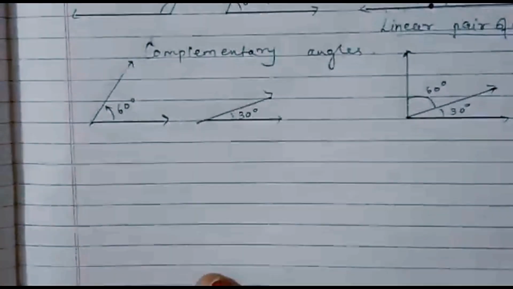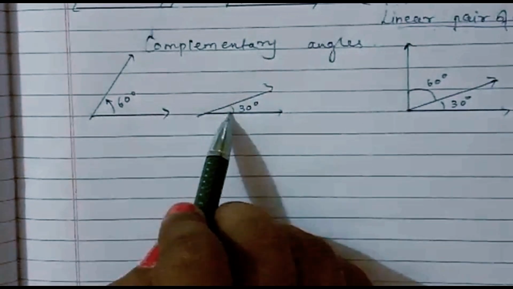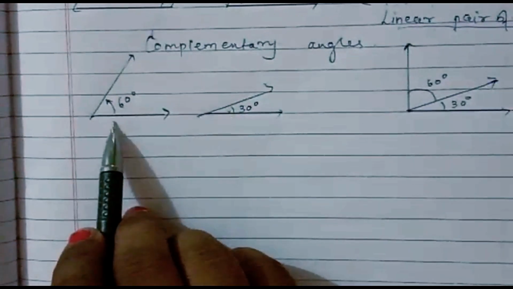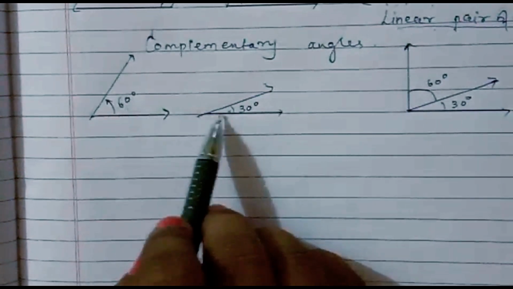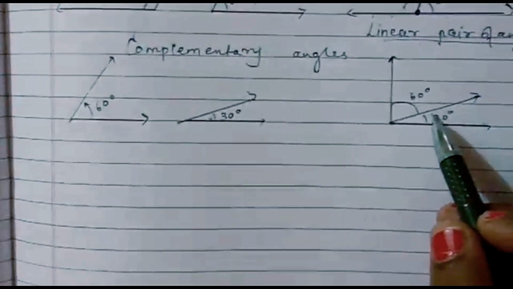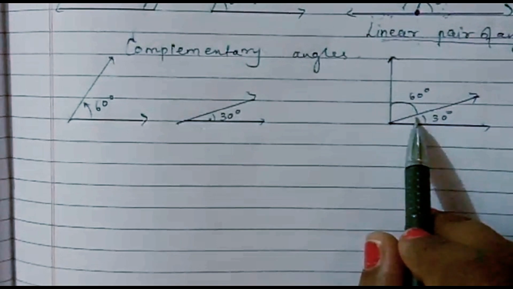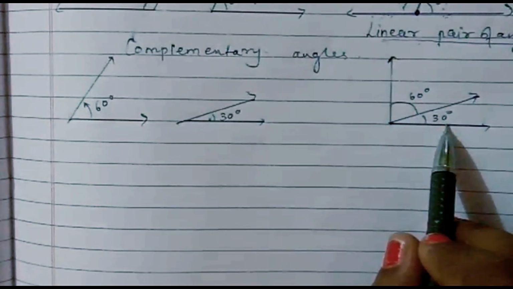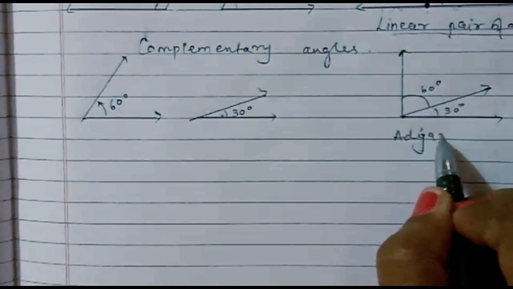Then you have complementary angles. In complementary angles, if their sum is equal to 90, they are called complementary. 60 plus 30 will become 90, right? In the same way I have given you the second figure. Here these two angles also add up to 90 degrees, and so they are also complementary. But these are also called adjacent angles.